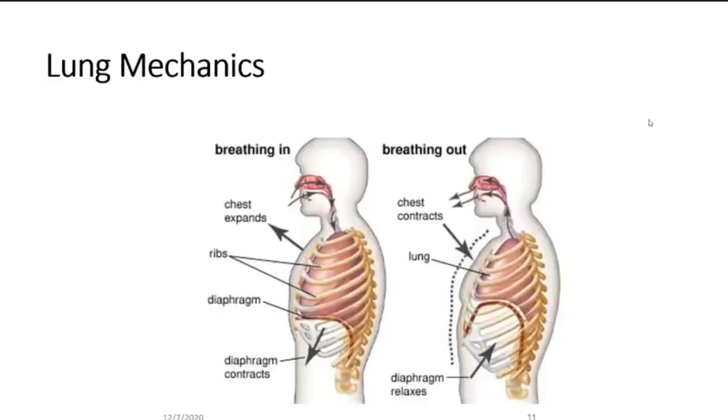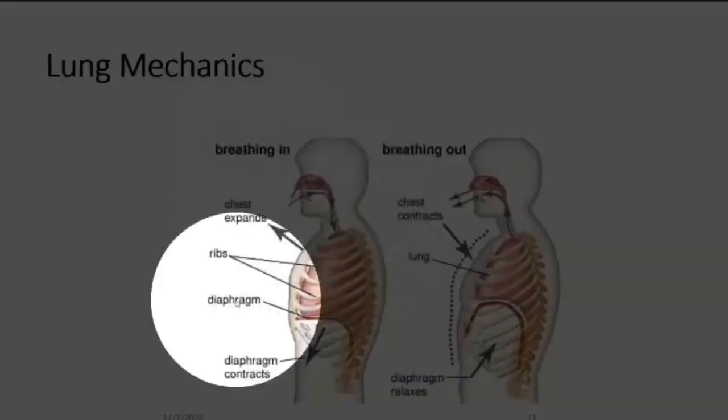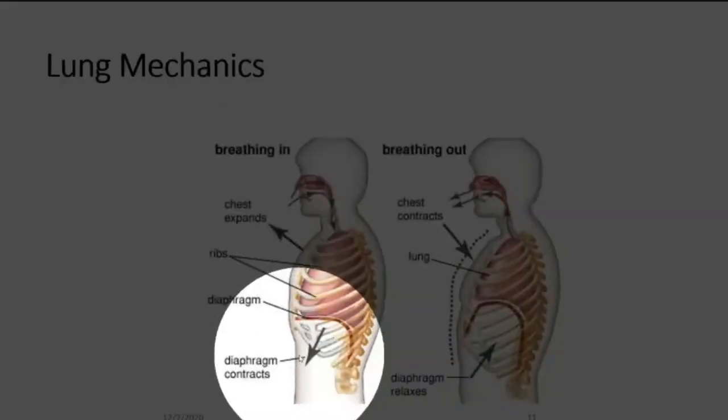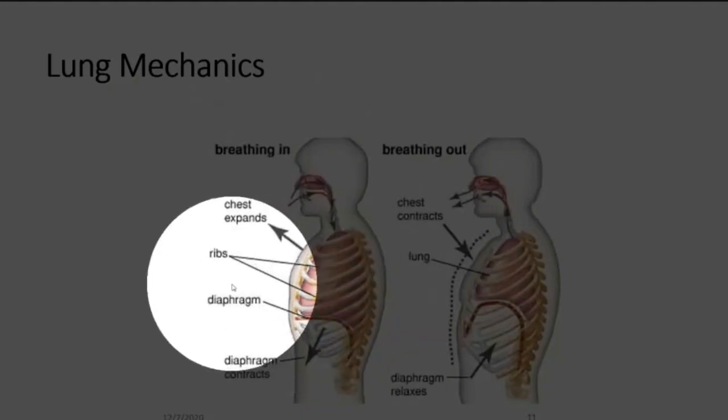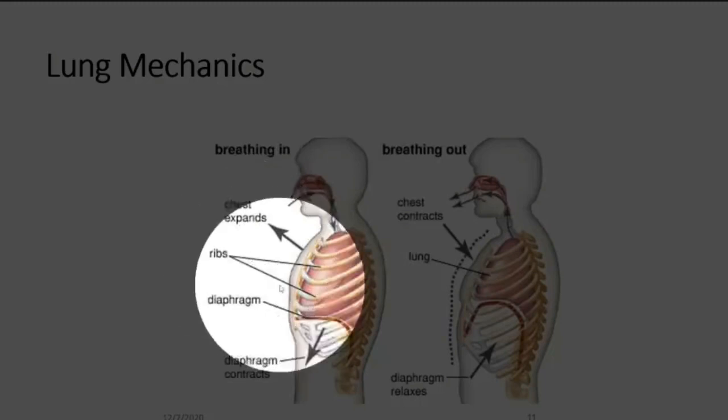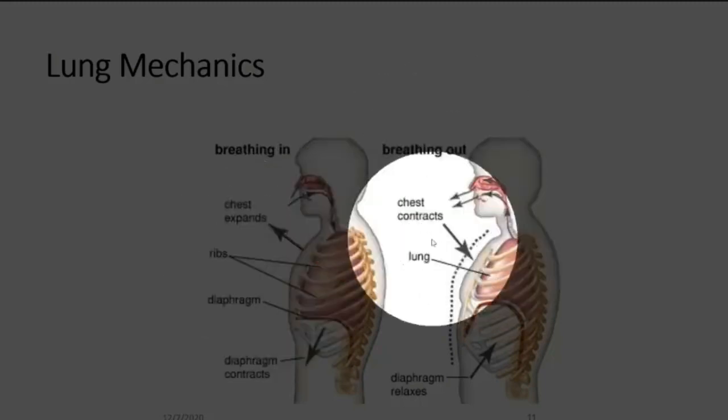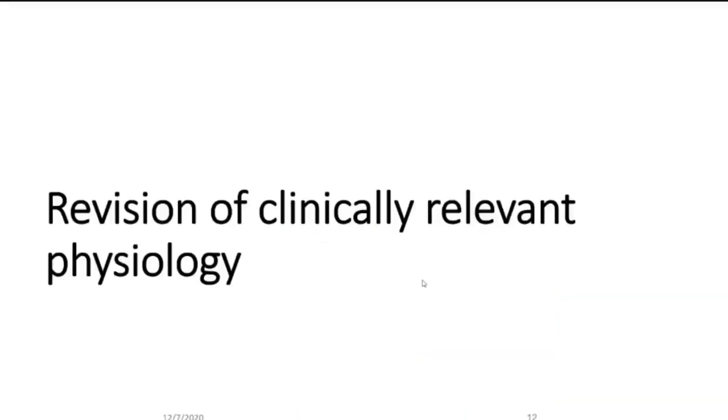Now we will talk about lung mechanics. During breathing in, this is what will happen. The diaphragm will be pushed down. The extrathoracic muscles will push the chest outward. While in breathing out, everything is in reverse.